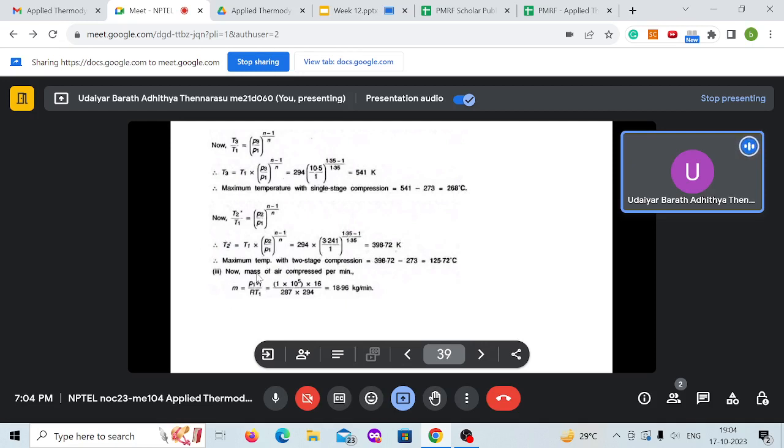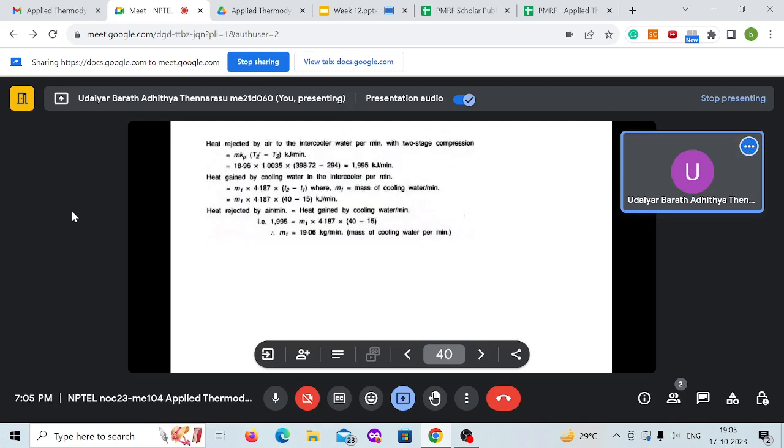So the next is to find the mass of air compressed. So m is P1 V1 by R T1. So we know P1 is 1 into 10 power 5, V1 is 16 meter cube per minute, divided by 287 into 294, which is the temperature, which will come out to be 18.96 kg per minute.